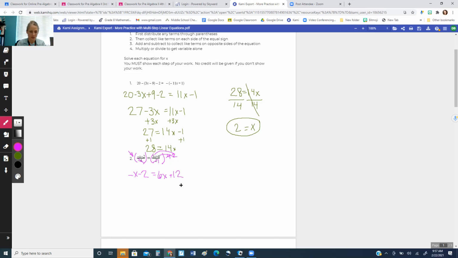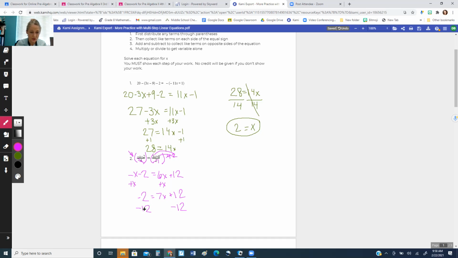Okay. So I'm going to have negatives no matter what I do here. But I'm going to go ahead and subtract x. Negative x is the same as subtract x. The opposite of subtraction is addition. So I'm going to go ahead and add x to both sides. So I have -2 equals 7x plus 12. Okay. And then I've got to get this x alone, and it's added to the 12. The opposite of addition is subtraction, so I'm going to subtract 12 from both sides.